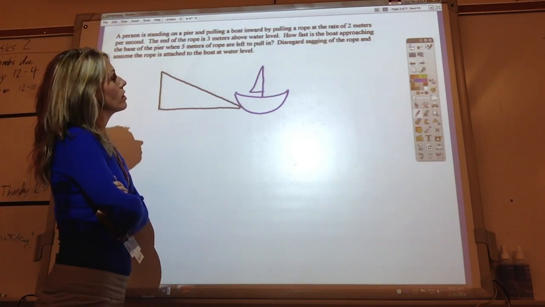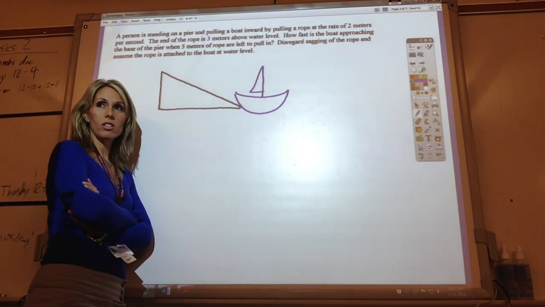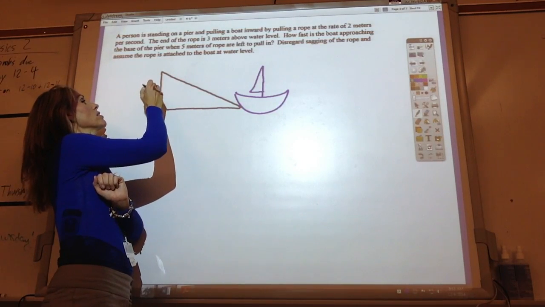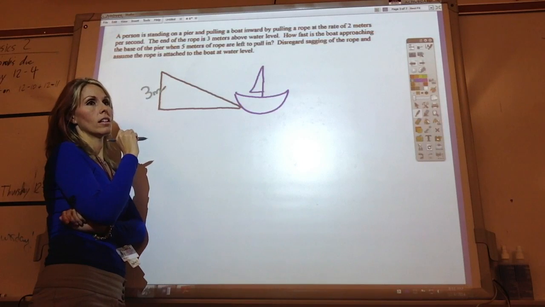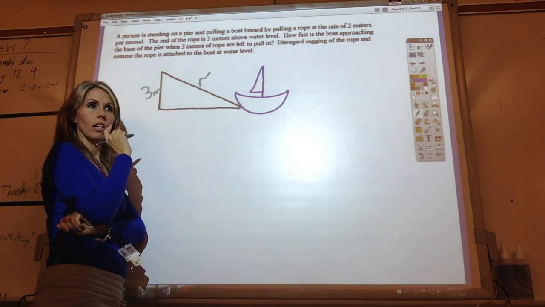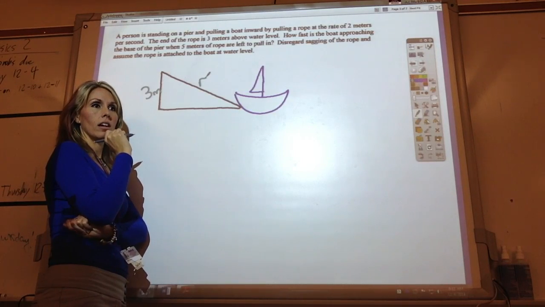So let's label our picture. Did anybody put anything on their picture? I put 3 meters for the height. Yeah, good, because that's going to be a constant. I put R for the hypotenuse. Okay, because it's a rope. And then I put V for the second leg. Did you? For velocity. Okay.